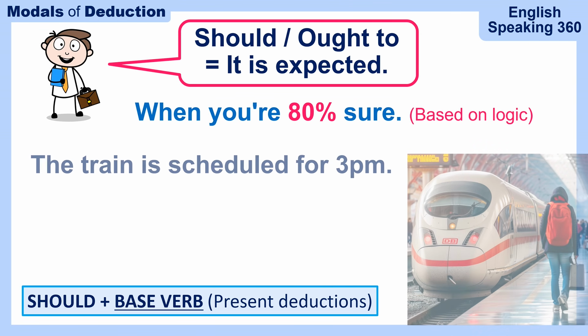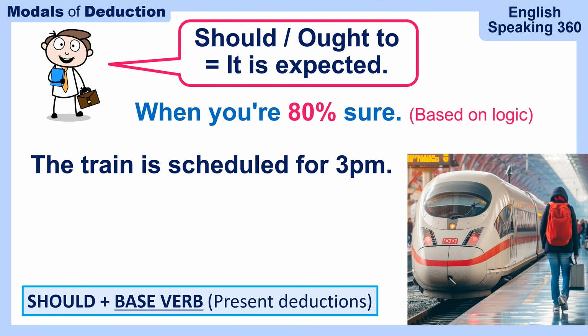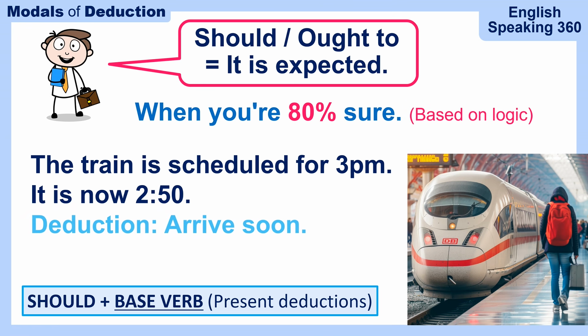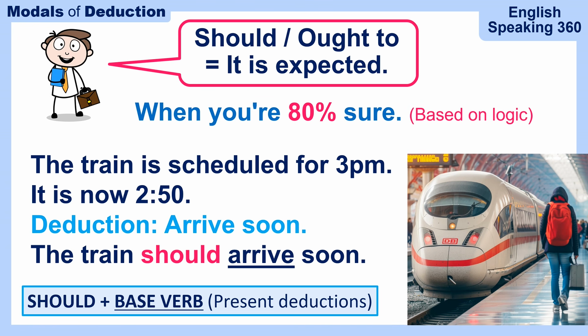Here's another example. The train is scheduled for 3 p.m. It's now 2:50, so only 10 minutes before departure. So what do you think is going to happen within the next 10 minutes? The train is going to arrive soon. But you're not 100% sure because maybe the train is not going to arrive. Maybe the train will be late. So you can say the train should arrive soon. Should arrive. In this case, the base verb is not be, but you could also say the train should be here soon. That would be perfect as well. Should or ought to plus the base verb.